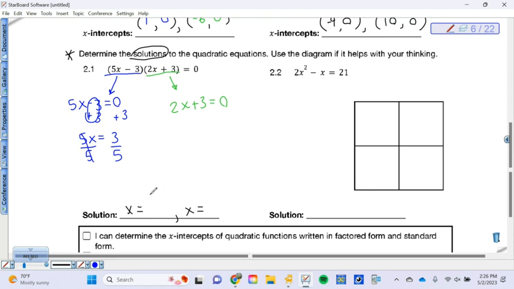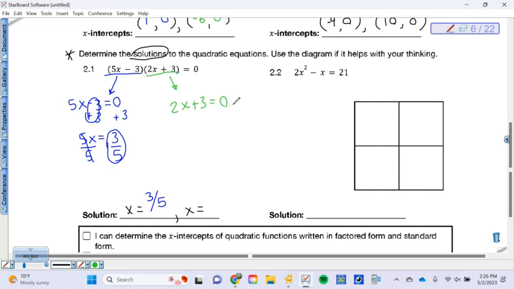3. What? 3/5. How did you get the 5? 5x minus 3. No.